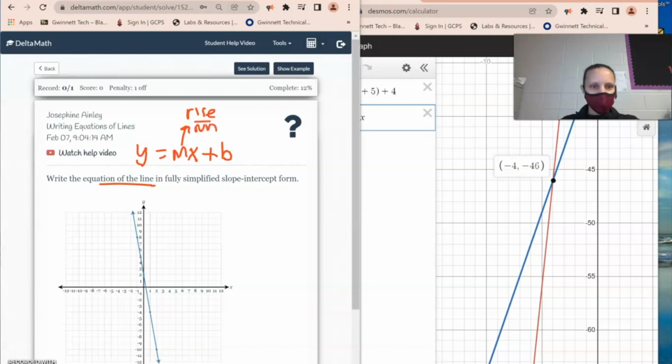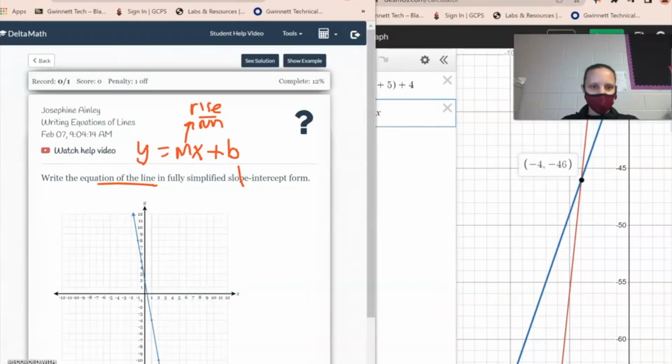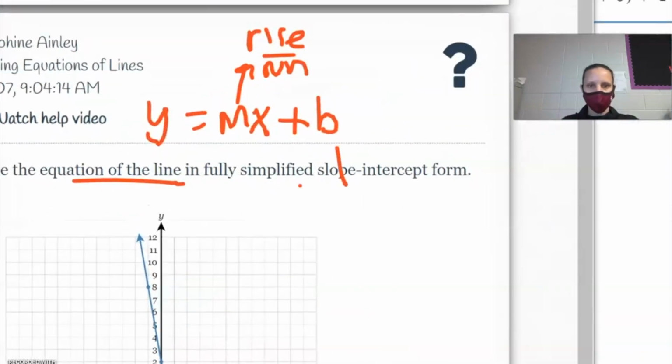And what does the plus b stand for? The y-intercept. What does that mean? Where it crosses the y-axis. Okay, so have that written down somewhere: where it crosses the y-axis.